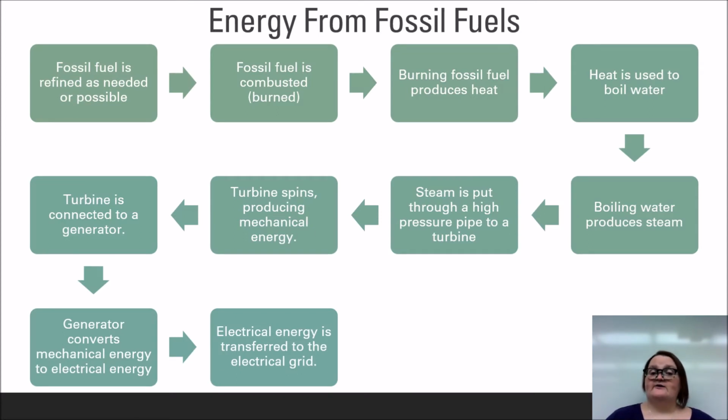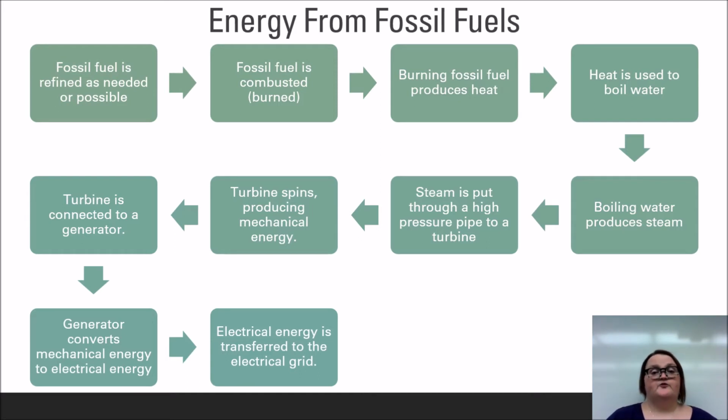Let's assume that the final destination of the fossil fuel is a power plant. Here we see the steps required to produce electricity from a fossil fuel. After the fossil fuel is extracted and refined, it is combusted. The combustion produces large amounts of heat, which is used to boil water. The boiling water produces steam, which is collected and funneled through an increasingly narrow pipe.